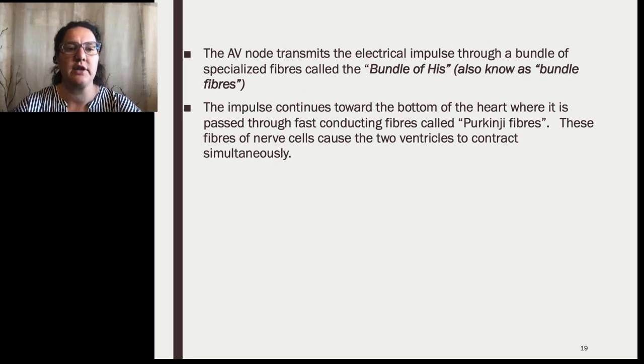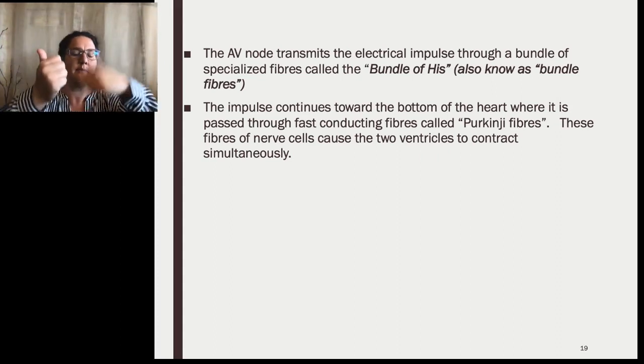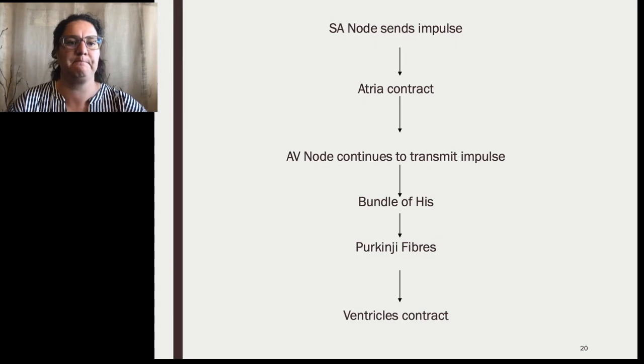So the atrioventricular node transmits this electric impulse through a bundle of fibers known as the bundle of His to the bottom of the heart, where it passes through fast conducting fibers known as the Purkinje fibers, which cause the two ventricles to contract simultaneously. And our ventricles contract from the bottom up to force blood out through the aorta and the pulmonary arteries.